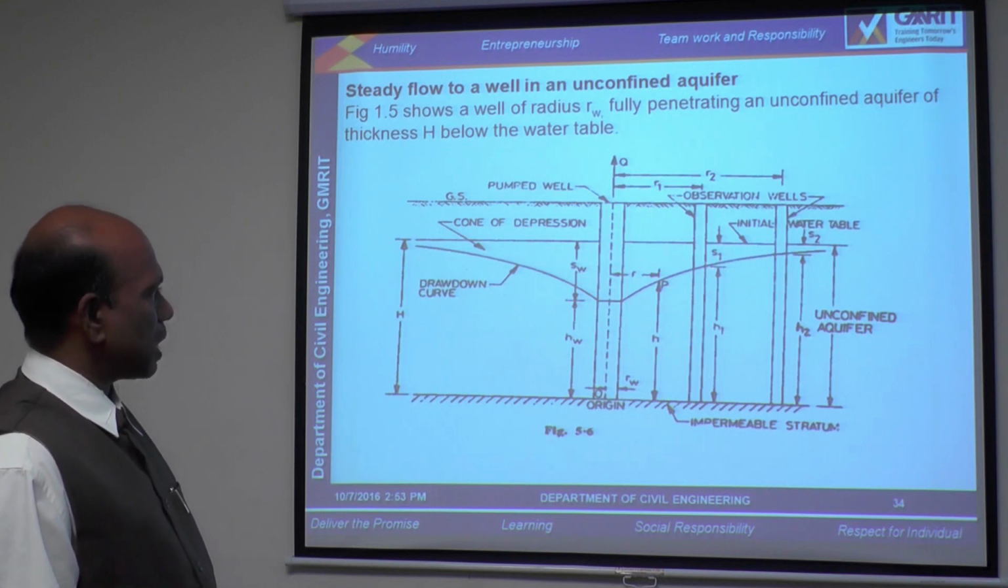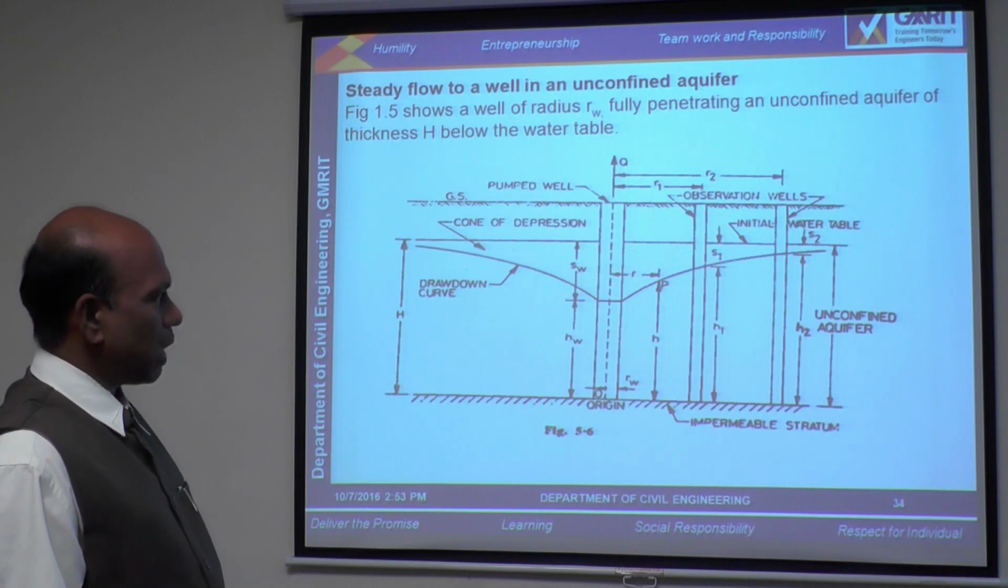Here, this is the water level in the main well, HW, water available up to the HW. In the case of the observation well, water is available up to H1. This is the water depth available in observation well number 2, H2.